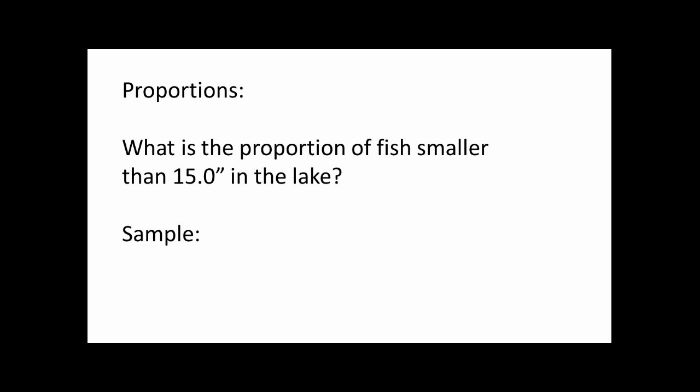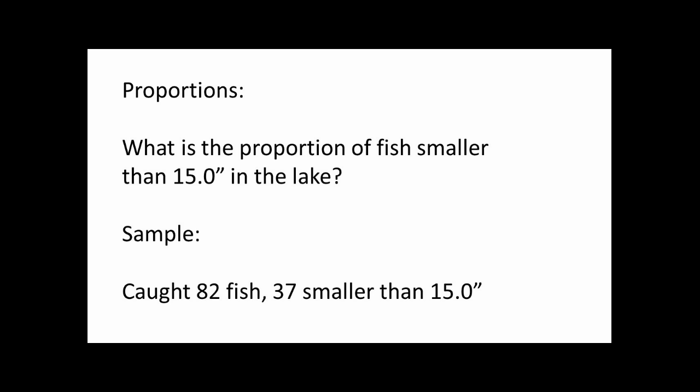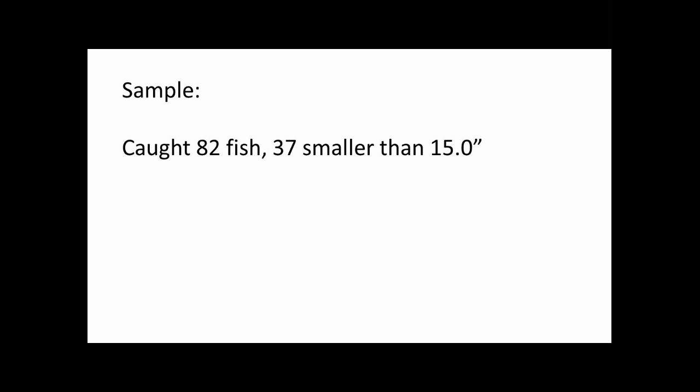Let's say that in our sample, we catch 82 fish and that 37 are smaller than 15 inches. Our sample proportion, called p hat, becomes x over n, or 37 divided by 82, which is 0.451 to 3 decimal places. Q hat, then, is the proportion of fish that are not smaller than 15 inches, and that equals 1 minus p hat.